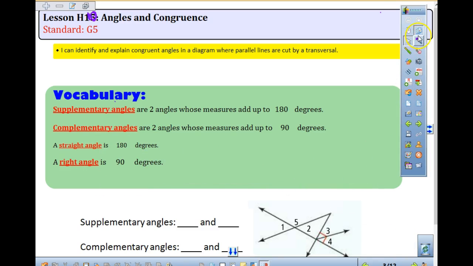I'd like you to draw some pictures behind these. The pictures that I want you to draw is for supplementary angles. Most of the time, our pictures are going to look something like this.